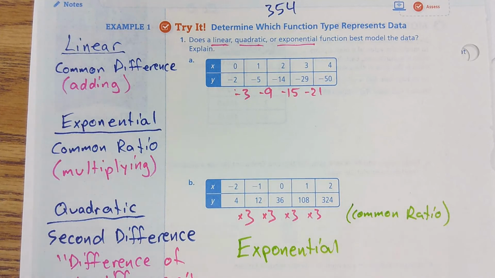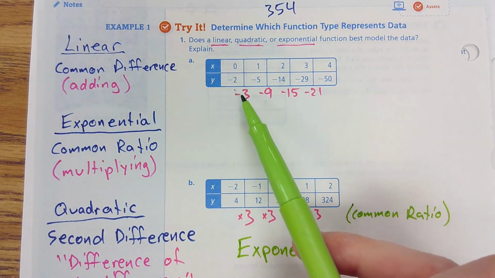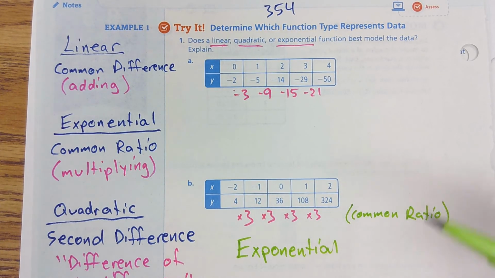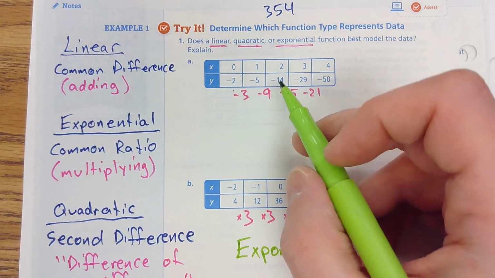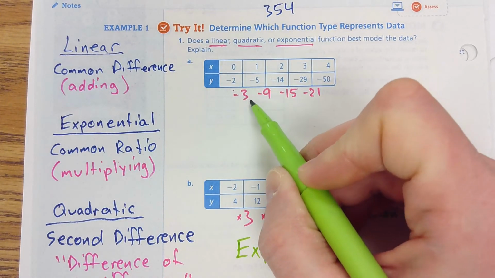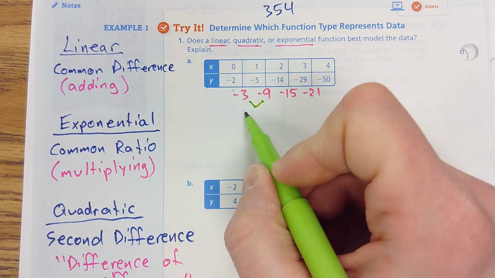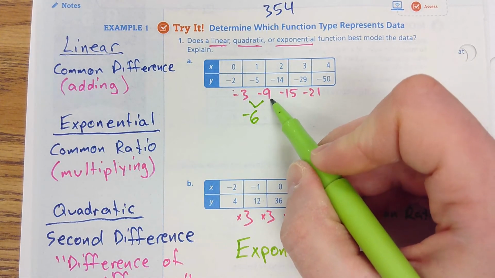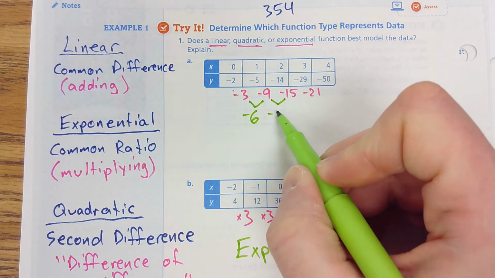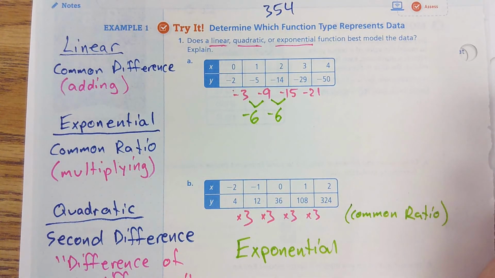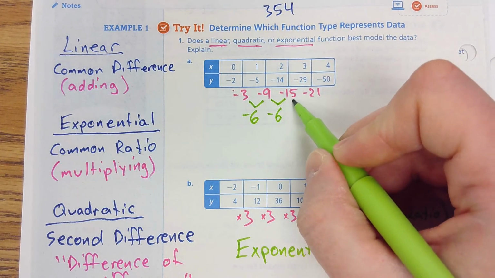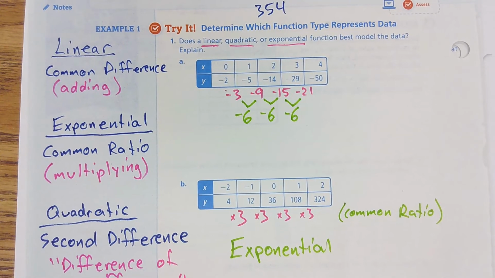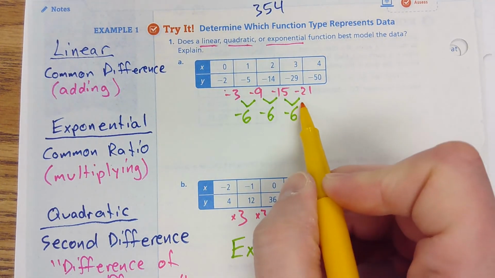So the second difference means that we need to go through now and look at what is the difference of these numbers. And if that is a consistent difference, then we do have a quadratic function here. That's how we can test. So from -3 to -9 is a difference of -6. From -9 to -15 is again a difference of -6. And from -15 to -21 is again a difference of -6. So this is our second difference.